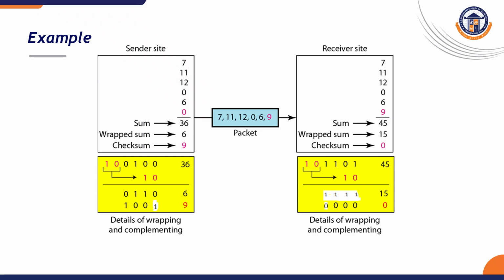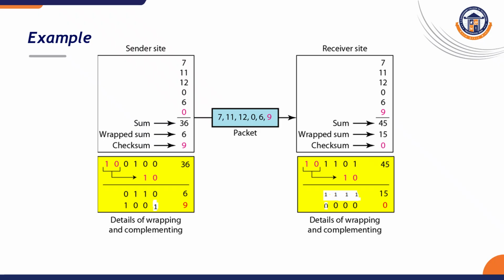So for this 6 we perform one's complement, so 0 will be inverted to 1 and 1 will be inverted to 0, and we will be getting 9. This new 9 will be the new checksum instead of this 0, and this 9 will be inserted as the new checksum with the 5 4-bit numbers.